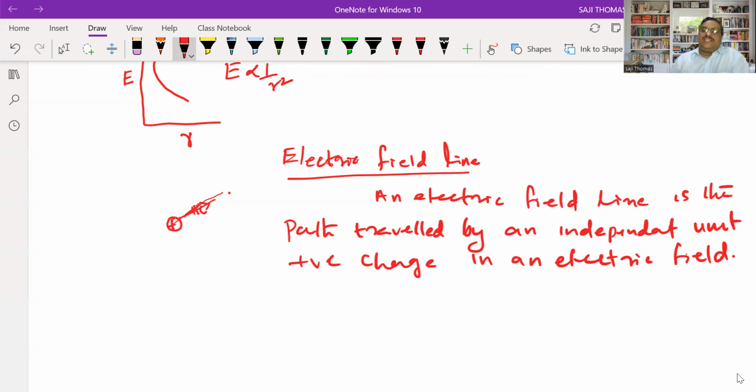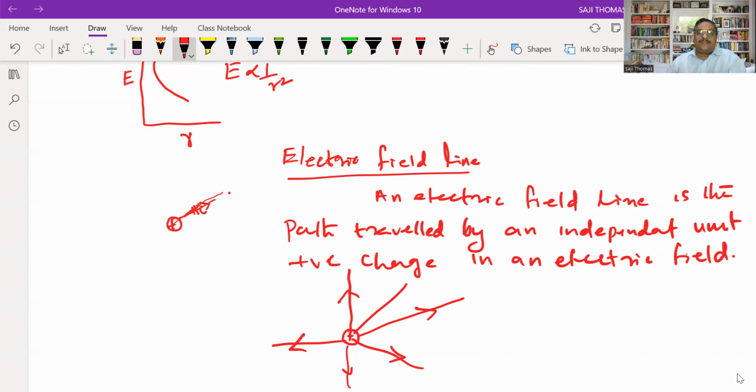I told you, for an isolated charge, it will be straight lines. When you consider an isolated positive charge, the lines of force I am drawing, these are straight lines. You have to draw straight lines. This is for an isolated positive charge, Q is greater than 0.